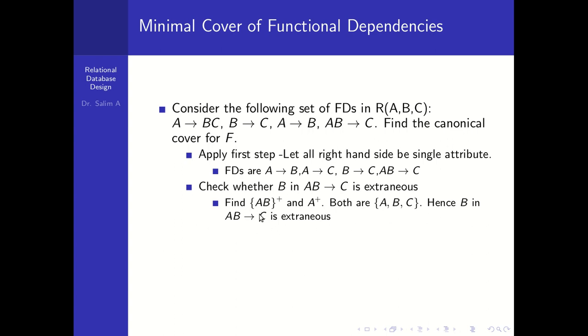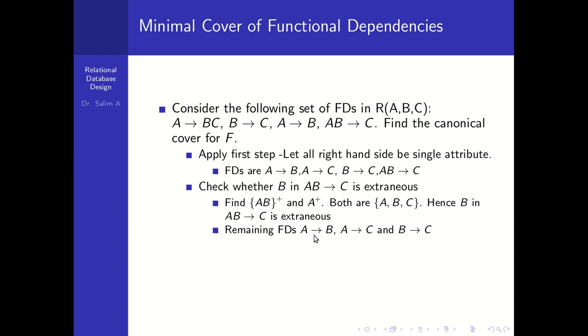Therefore, a simple rule is you try to remove B and compare the closure with the AB closure. Both are the same, hence B in AB determines C is extra. That is, A determines C only. That is only what we required. The remaining FDs are now A determines B, A determines C, B determines C, and B is removed. Therefore, A determines C is already there, so it becomes these three FDs only.